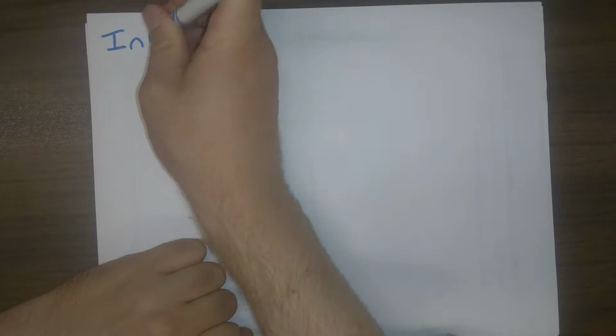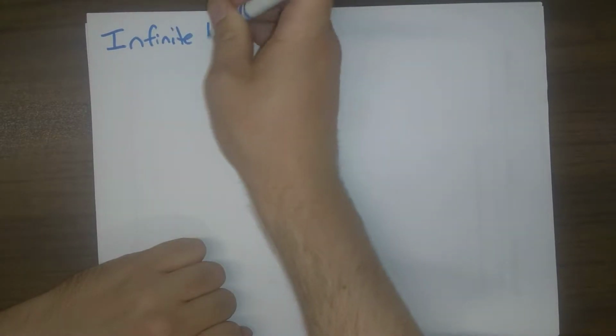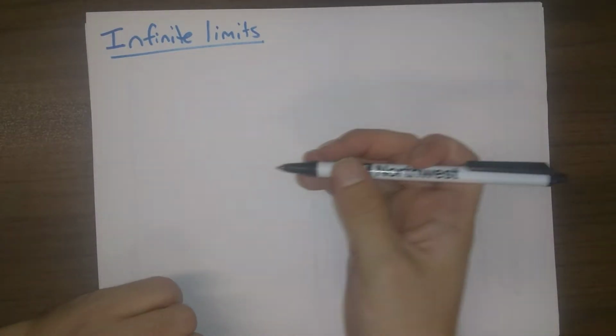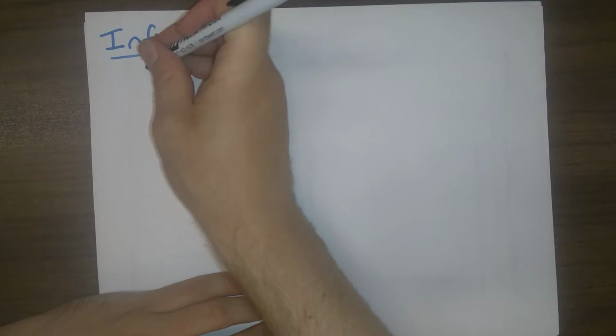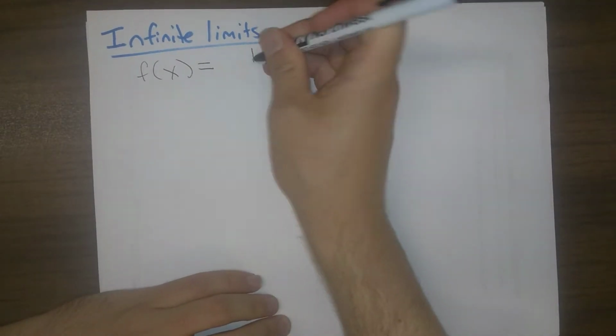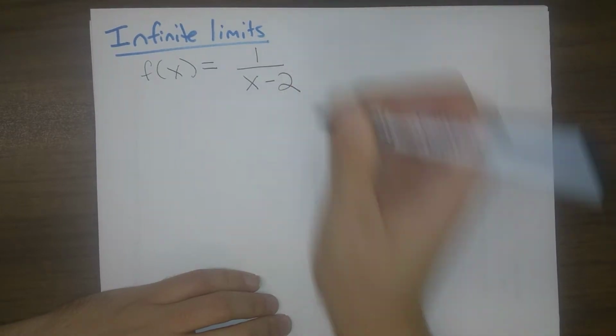One last video for section 2.2 is on the notion of infinite limits. And so as a motivating example, let's consider the function f of x is equal to 1 over x minus 2.